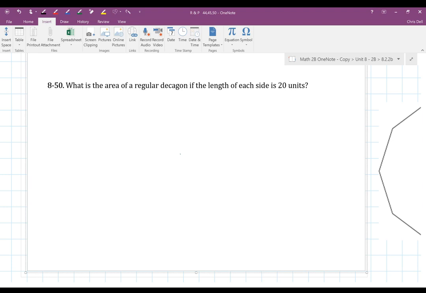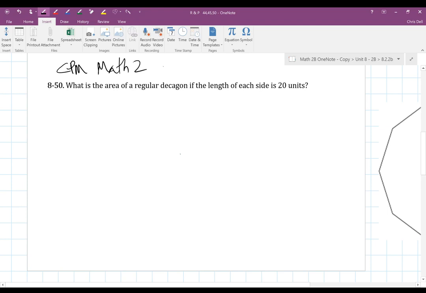So this is a problem I'm taking from CPM's Integrated Math 2, section 8.2.2, specifically number 8-50. It says, what is the area of a regular decagon if the length of each side is 20 units? Remember, a decagon is a 10-sided polygon, right? That's what a decagon is.